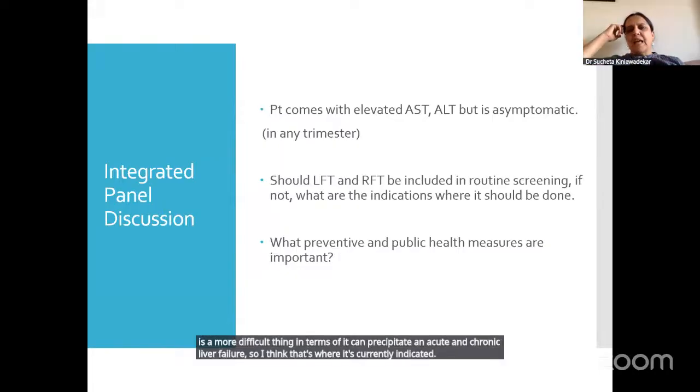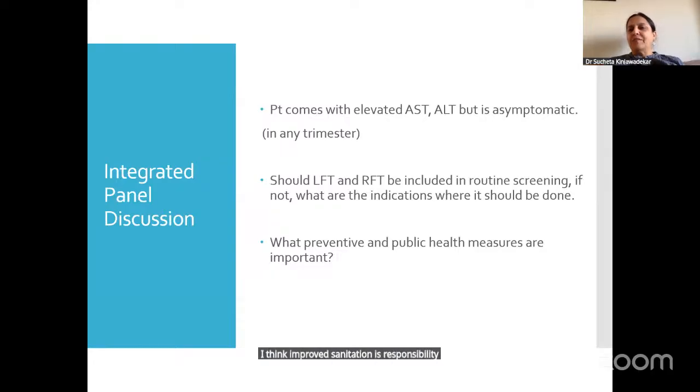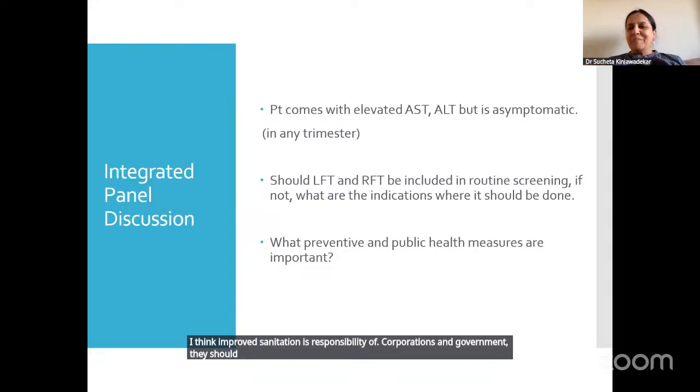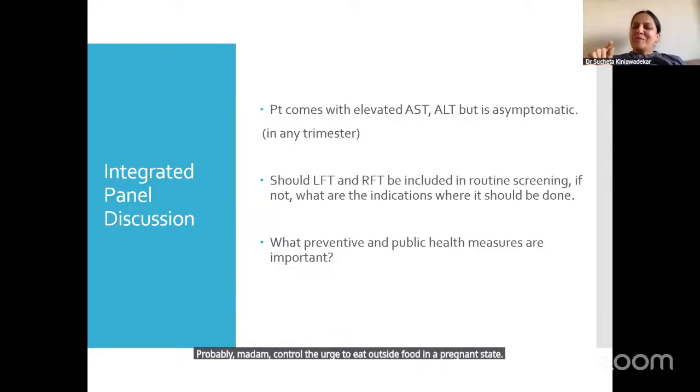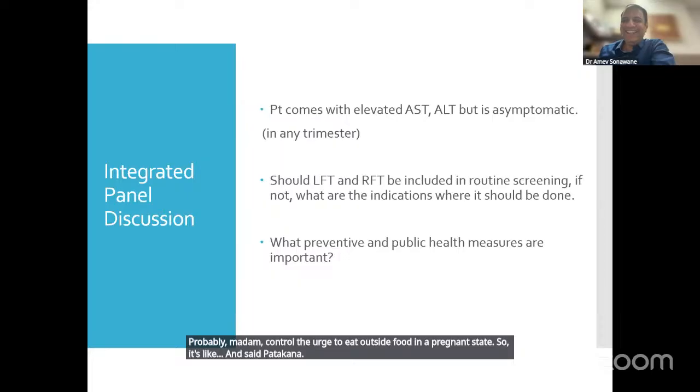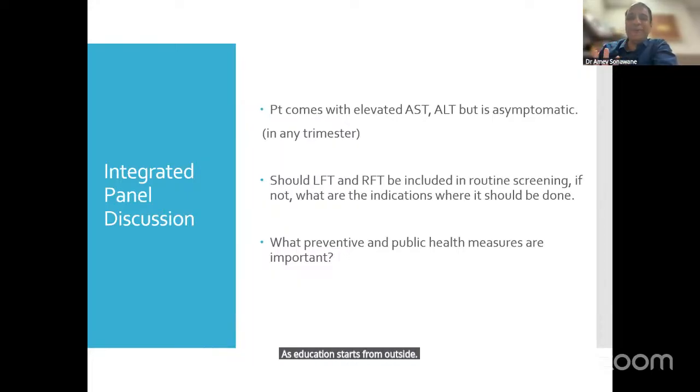I think improved sanitation is the responsibility of corporations and government. They might as well take up the responsibility. Probably, madam, control the urge to eat outside food in a pregnant state. That education starts from chatpata khana. Make whatever you want to make at home. Don't go outside and eat, especially in unhygienic places.